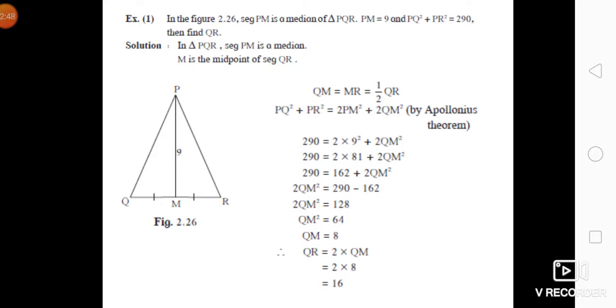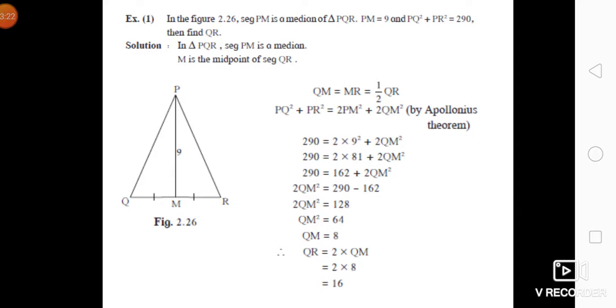Example number 1, figure is given. In that figure, PM is a median of triangle PQR. PM is equal to 9 and PQ square plus PR square is equal to 290. Then find QR. Solution: in triangle PQR, segment PM is a median, M is the midpoint of QR.